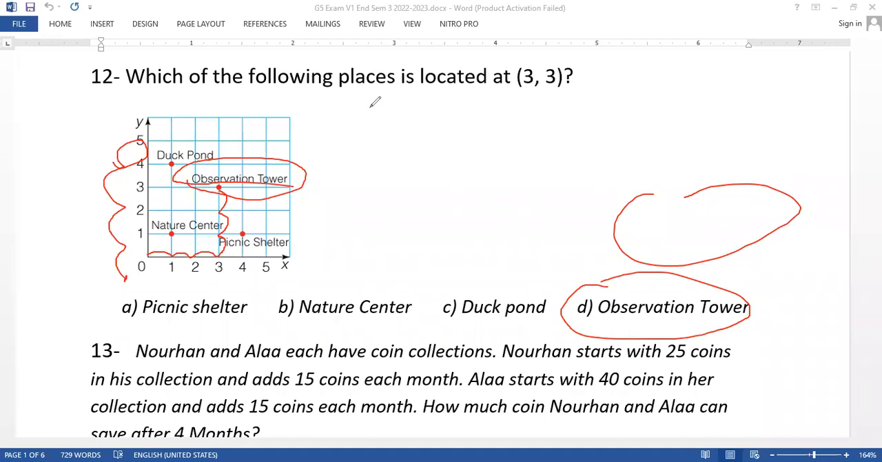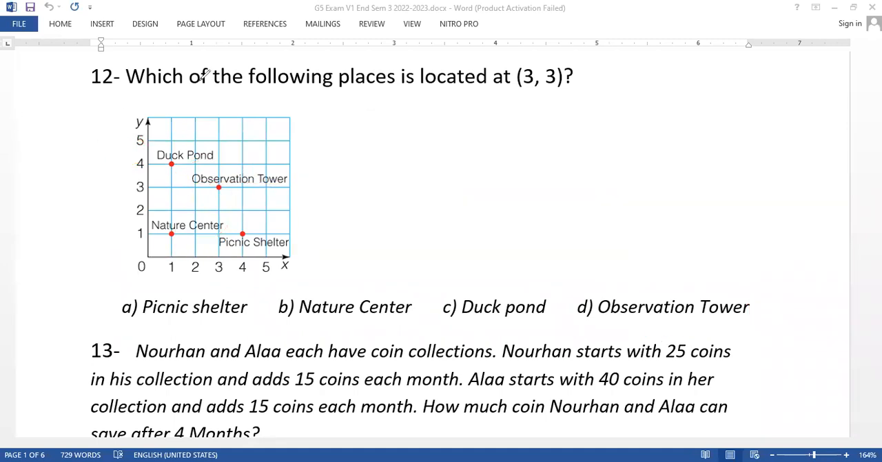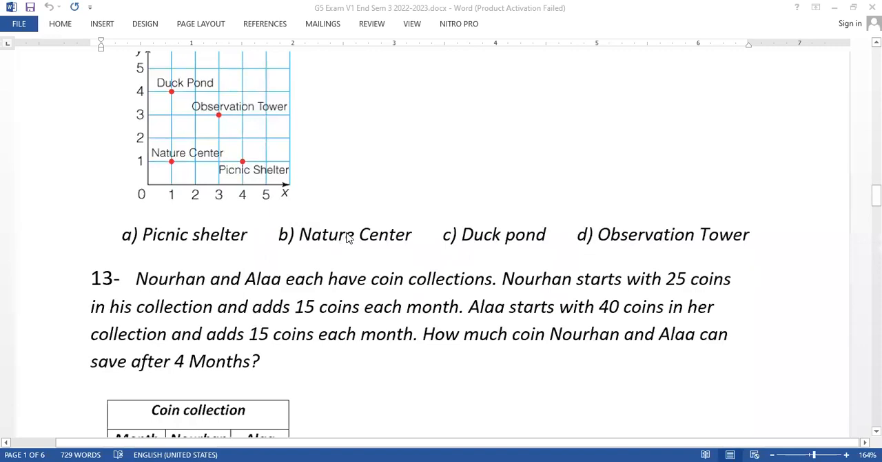Now next question. Nurhan and Ala each have coin collections. Nurhan starts with 25 coins in her collection and adds 15 coins each month. So she starts with 25 and 15 each month. Ala starts with 40 coins in her collection and adds 15 coins each month. How many coins do Nurhan and Ala have after 4 months?